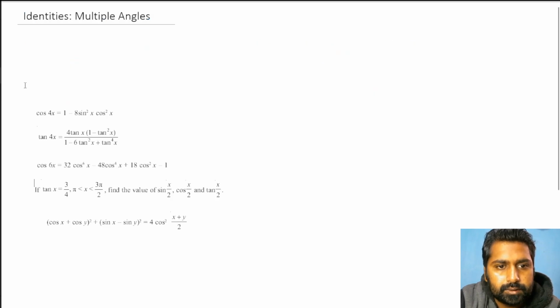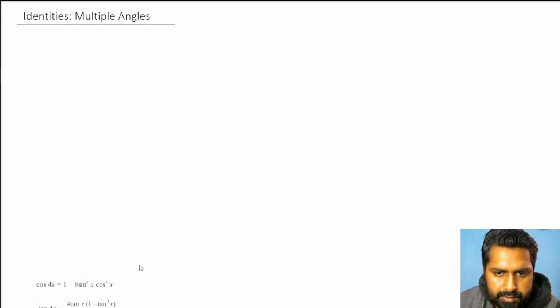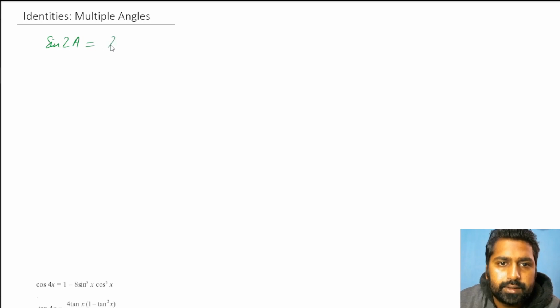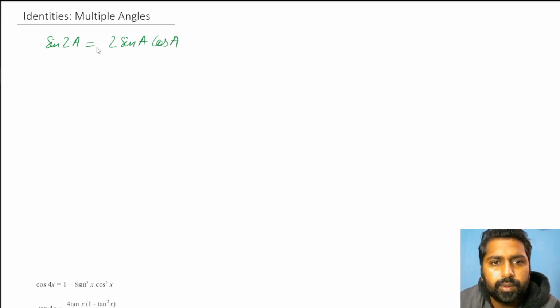All right. Now let's talk about multiple angles. So for multiple angles, you will have a lot of properties. First, I'll discuss those properties. Let's start with sine 2a. So sine 2a is 2 sine a cos a. I can write in terms of theta also, but I'm writing in terms of a. So sine 2a is 2 sine a cos a.